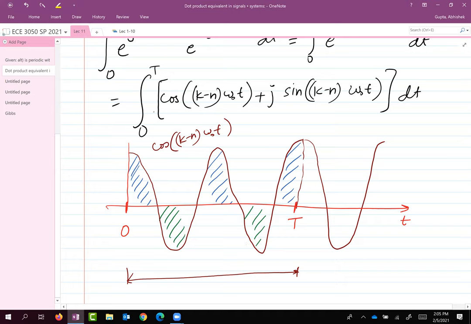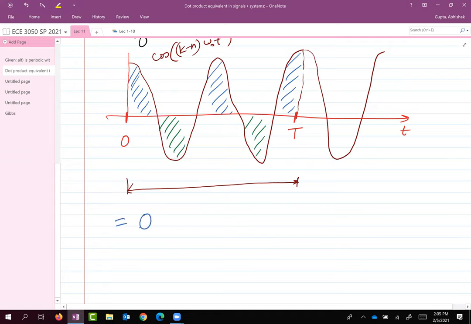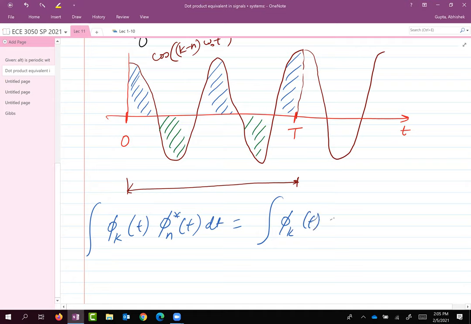So the integral of cos between zero to T is going to be equal to zero, and the same thing is going to happen for sine as well. So in fact, this integral turns out to be equal to zero. This is the integral of phi k(t) phi star, so this is the complex conjugate, phi n(t) dt. And this is equal to zero if k not equal to n. Because it's a complex number, we have to take the conjugate in the dot product.